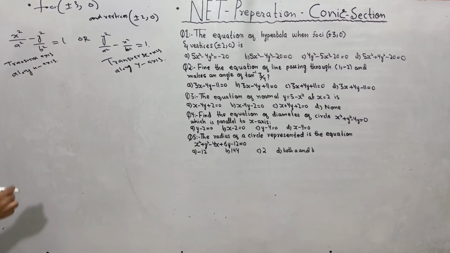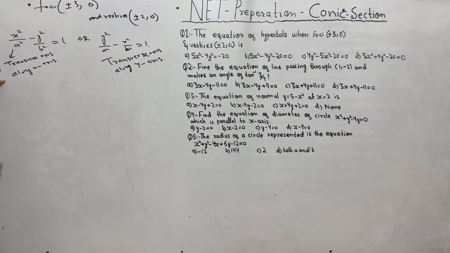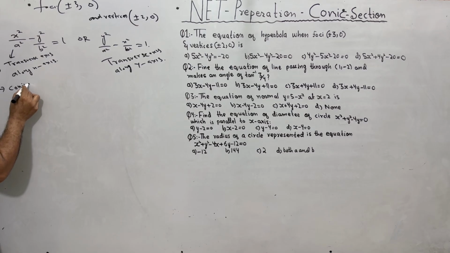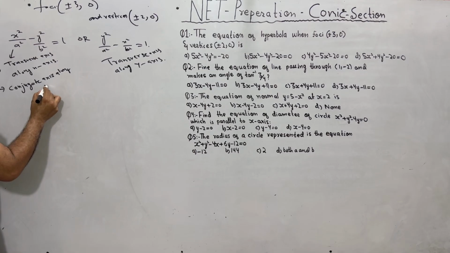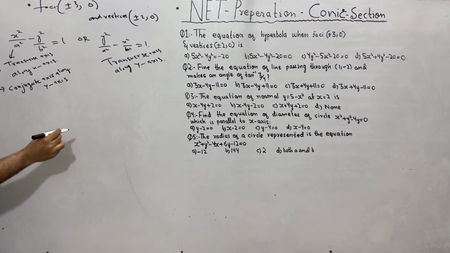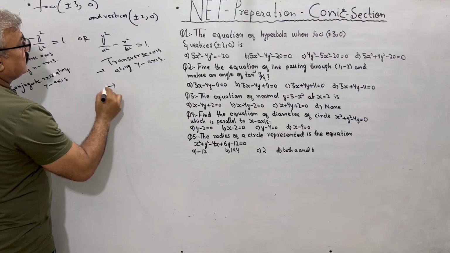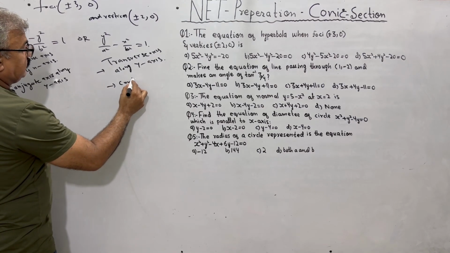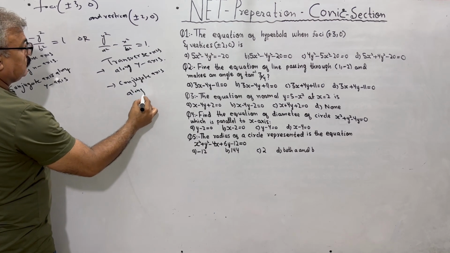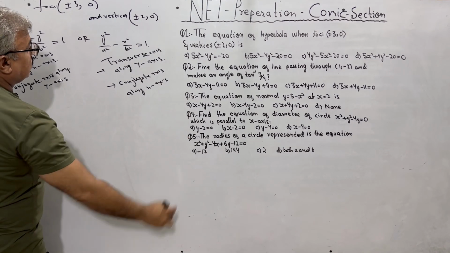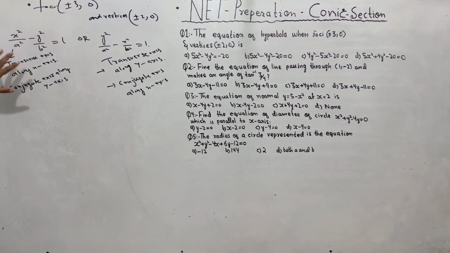In the first case, the conjugate axis is along the y-axis. A belongs to the semi-transverse axis, B belongs to the conjugate axis. On the other hand, in the second case, the conjugate axis is along the x-axis. Here we are interested in the value of A and B, and it is going to work wonders.